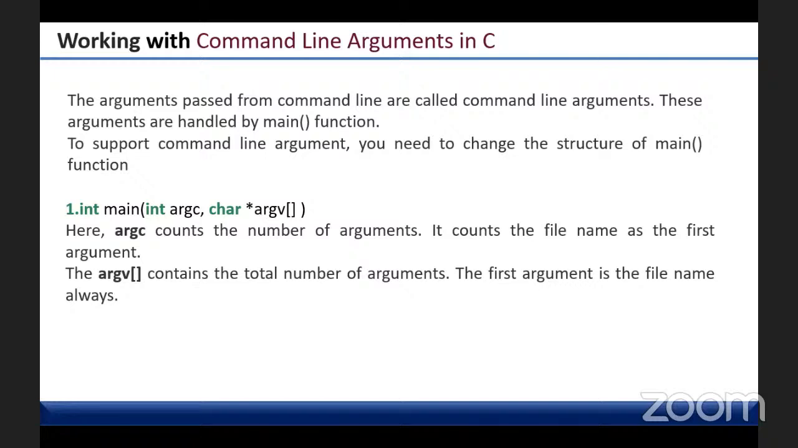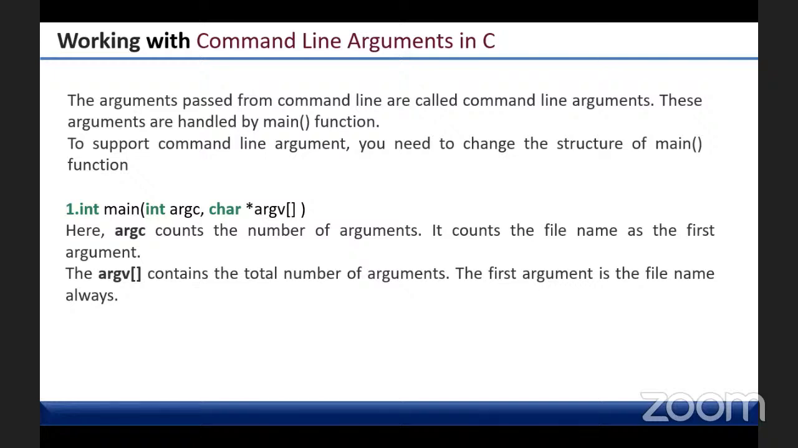And then, what is a command line argument? So far we have executed the programs as GUI. We can also run programs from the command line, like the command prompt. The arguments passed from the command line are called command line arguments. These arguments are handled by the main function. This is very, very important. So far I have not passed any arguments to the main function.